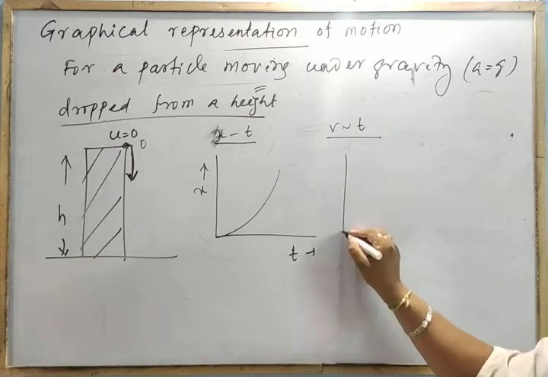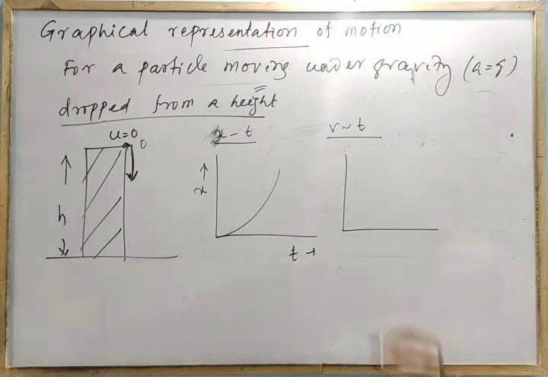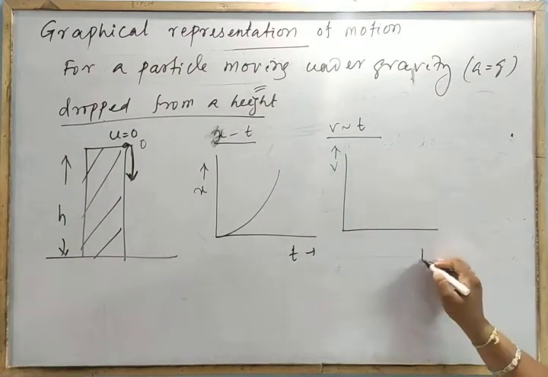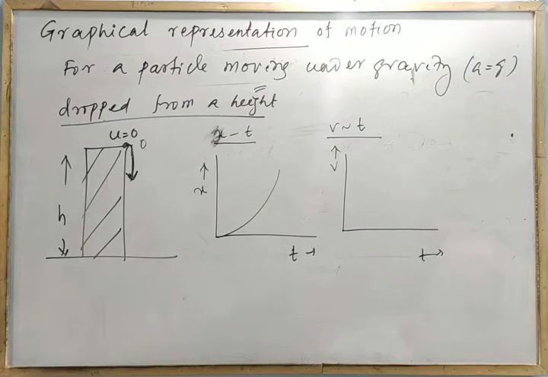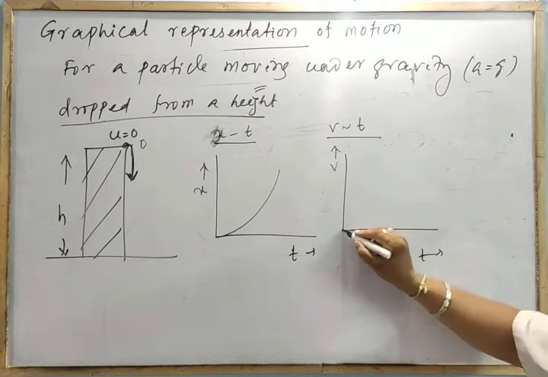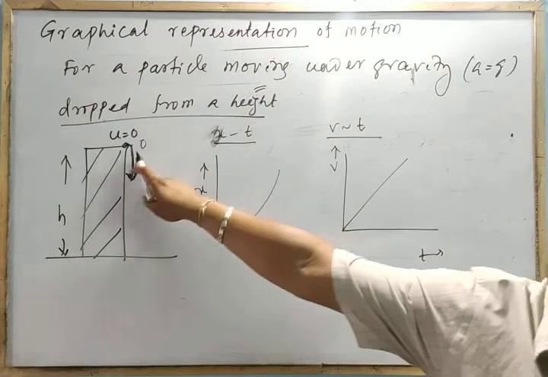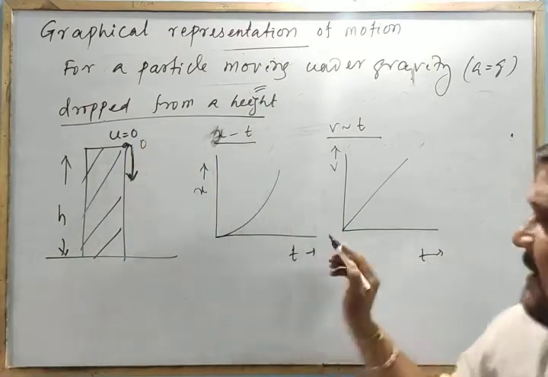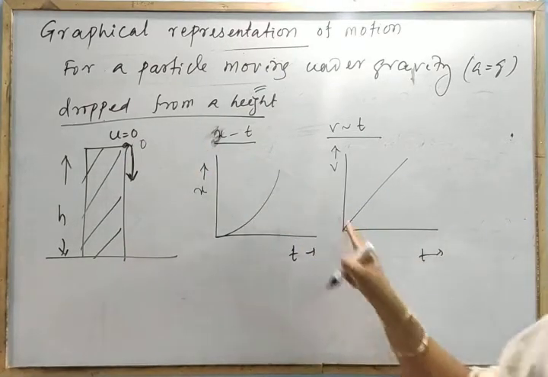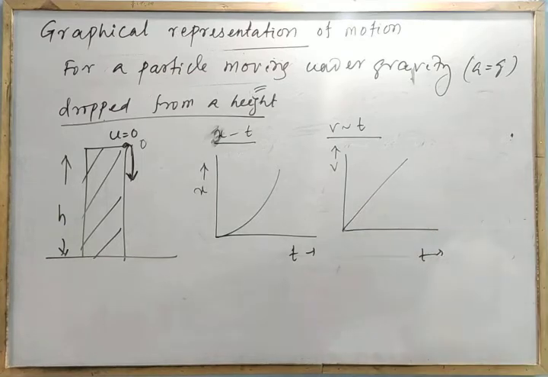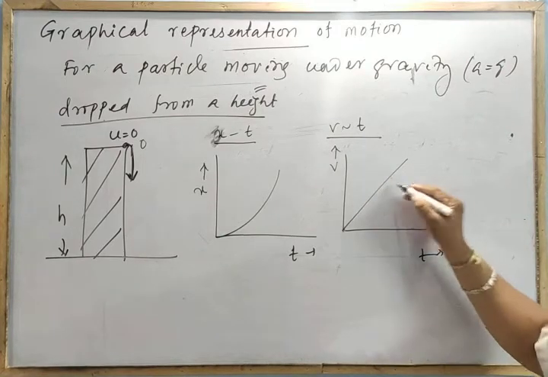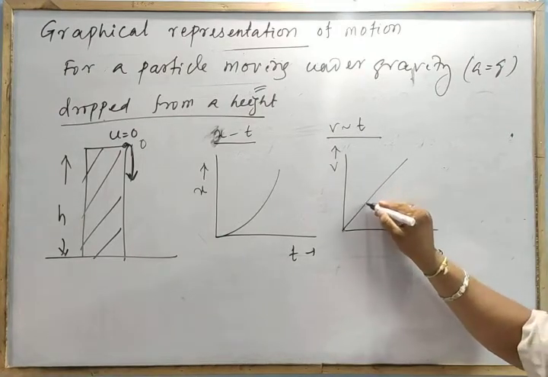Velocity time graph. For the same case, if I ask you what is the velocity time graph: from here, position is 0. Suppose this is the origin, from origin it starts, no velocity, velocity is 0. As the time passes, velocity increases. The velocity is increasing.